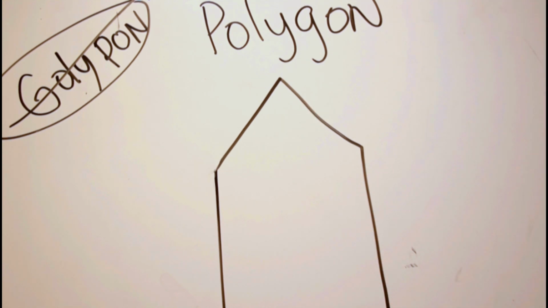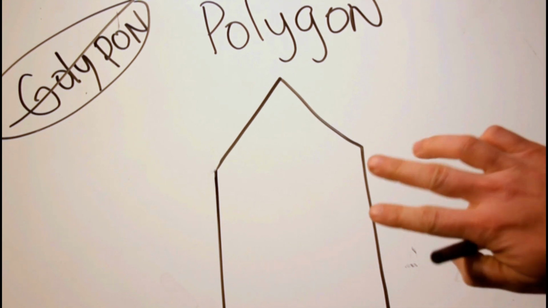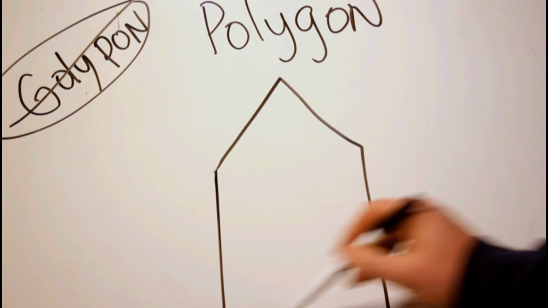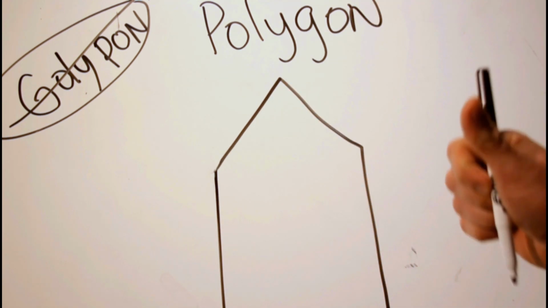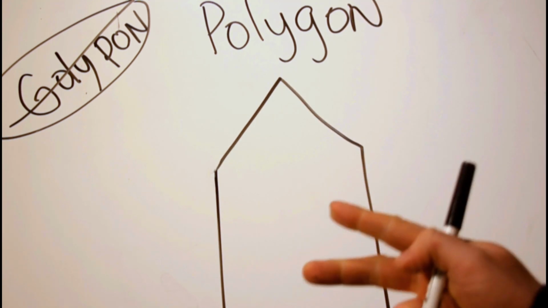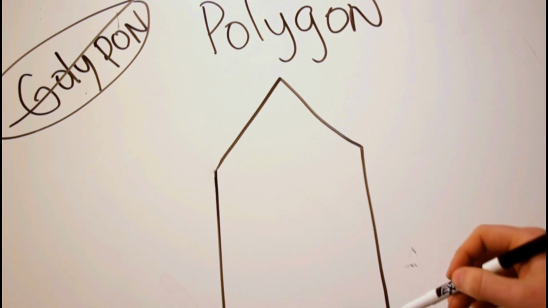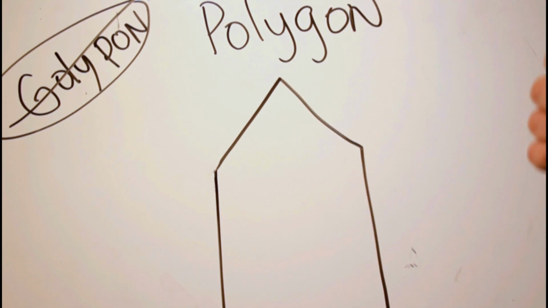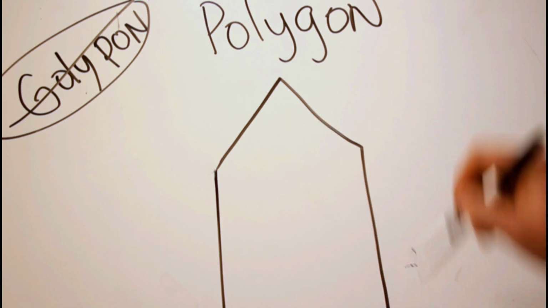So let's look. Does it have three or more sides? 1, 2, 3, 4, 5. Yes, that works. Second thing, are all the sides straight? Again, as best as I can make it. Yes, they are. And then finally, is it a closed shape?